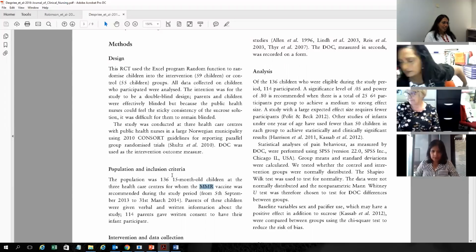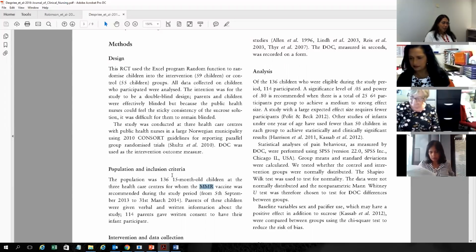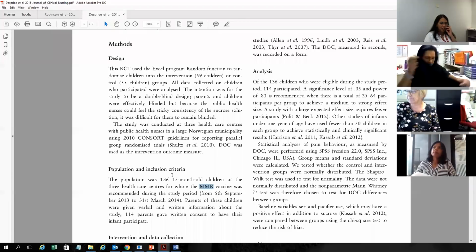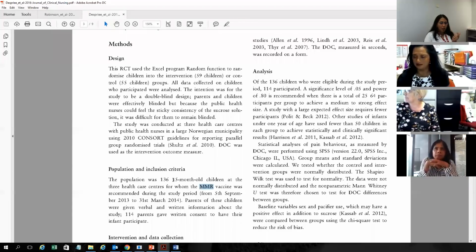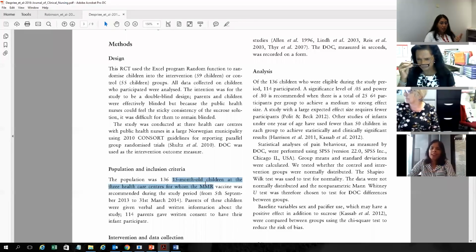Come on, guys. Convenience? Okay, convenience means the people were already there. I think this is purposive, because they wanted 15-month-old children. But I'm going to check with Shija and Rona. What do you think?